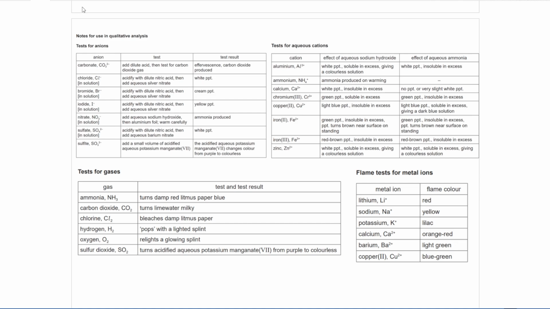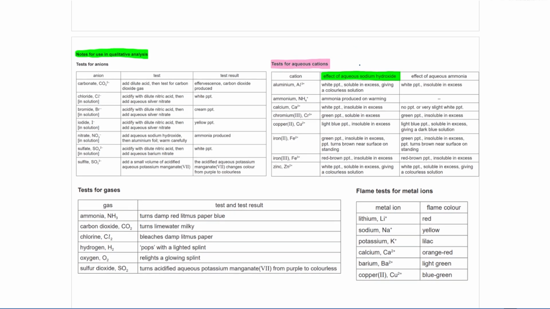Remember, when we add sodium hydroxide, we are always testing for cations. We have a very specific part of the notes for qualitative analysis, and you will be provided with these tables. The aim of these videos is not for you to memorize this, but to show how you can use this information, so it's not overwhelming when you take the paper. We add sodium hydroxide and see that a brown precipitate is formed, and when we add excess, the brown precipitate remains.